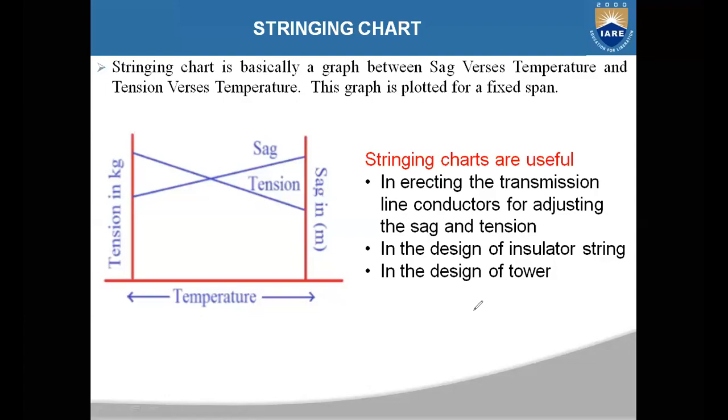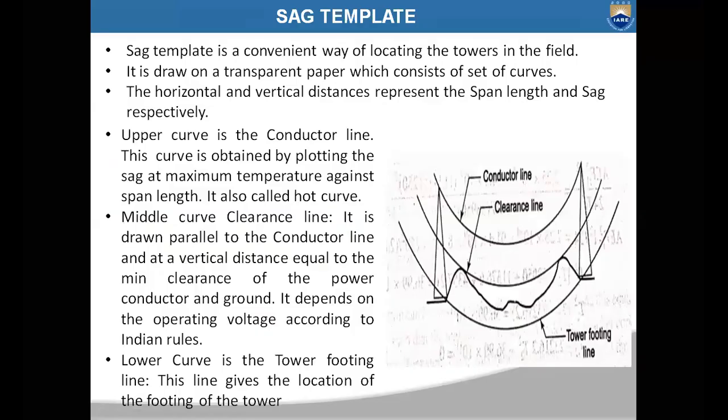Right. So the next one is the sag template. So what is this sag template, and where is it used? Sag template is a convenient way of locating the towers in the field. It is used for locating the towers in the field, and it is drawn on a transparent paper which consists of a set of curves.